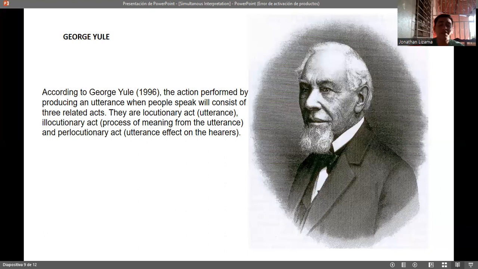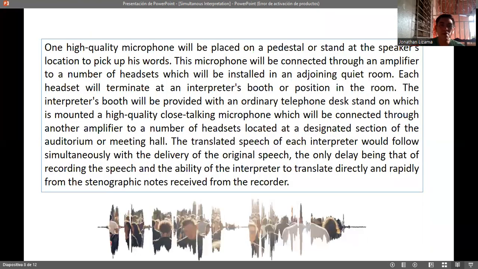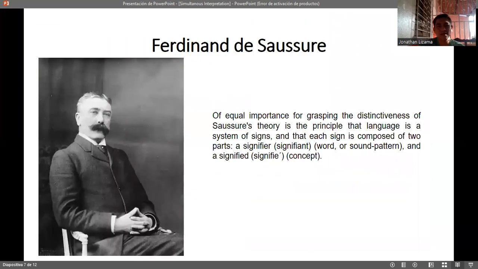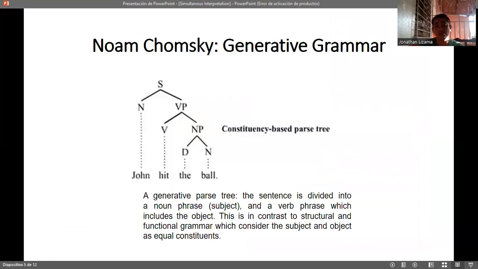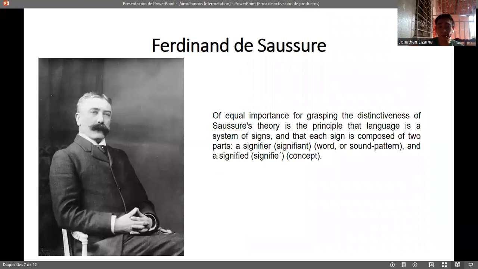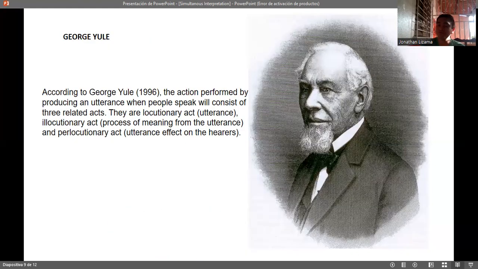Bien, laboratorio. Okay, this is the end of the class. Evaluated laboratory number 1 out of 3. It's very simple. What you need to do for me is the following thing. I need you to study the three, okay? Noam Chomsky, Ferdinand de Saussure, and George Yule.